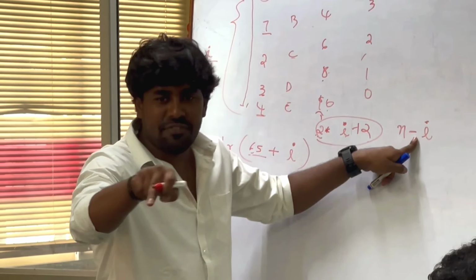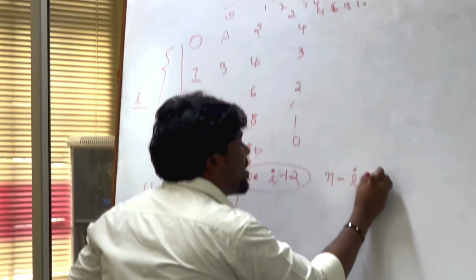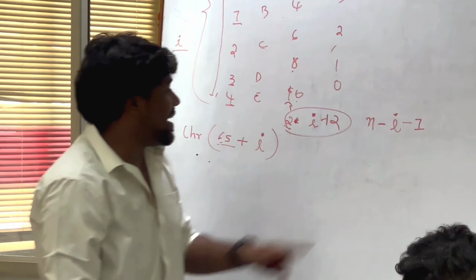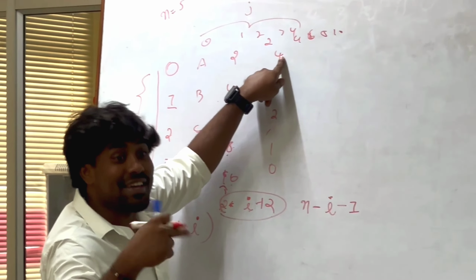I want to make 4. Is that difficult? What do you do now? Simply you put minus 1. That's all it is. Like a takadi only. Takadi concept. Yes or no, sir? Yes, sir. Now, can I get 4 now? Yes, sir. I got this 4, sir.